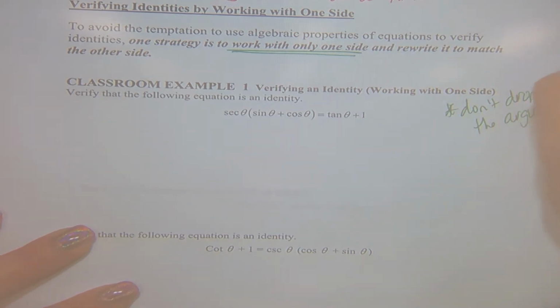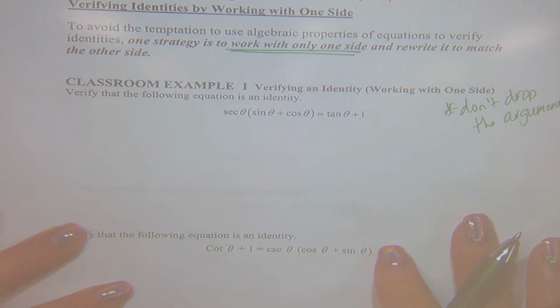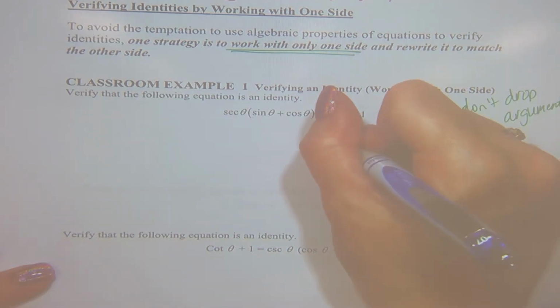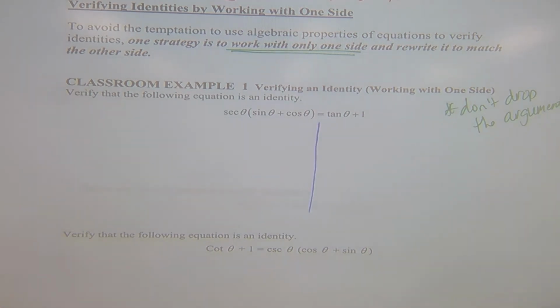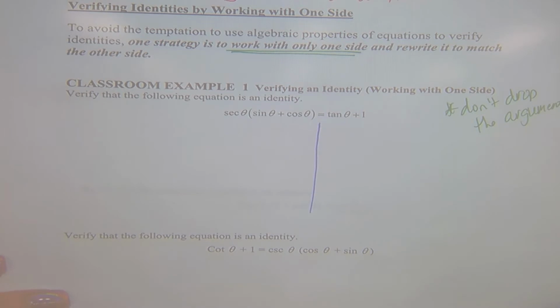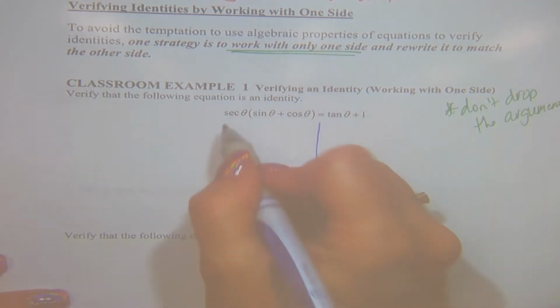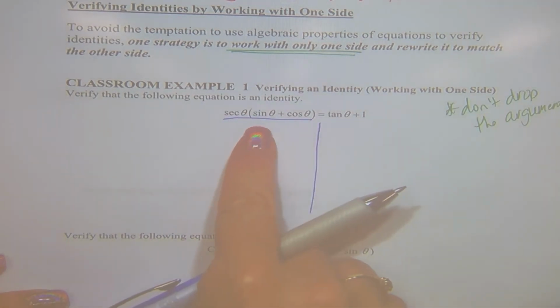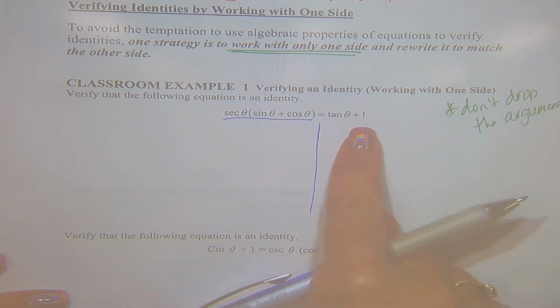Now, I'm going to give you one way at least to verify each of these identities. Keep in mind that there are multiple ways. Okay, so we're just going to work down one side. We're going to pick the more complex side and work on it. The more complex side is the left. So I'm going to work on the left side and try to see what I can do to it to make it match the right.